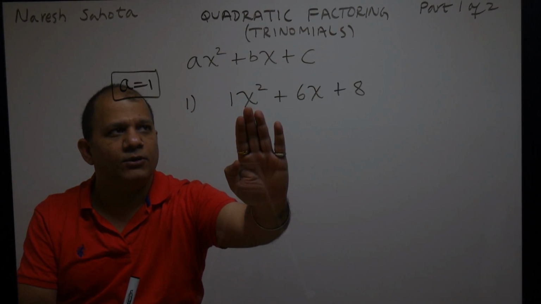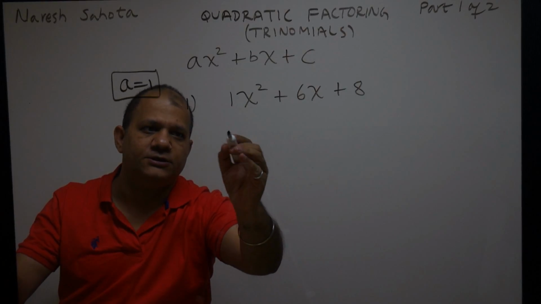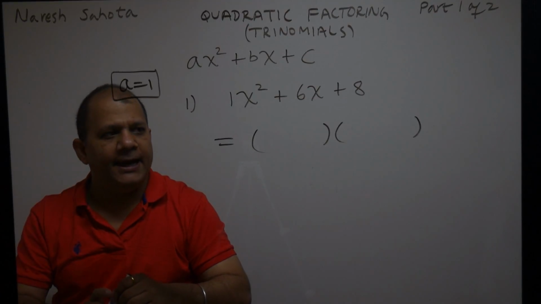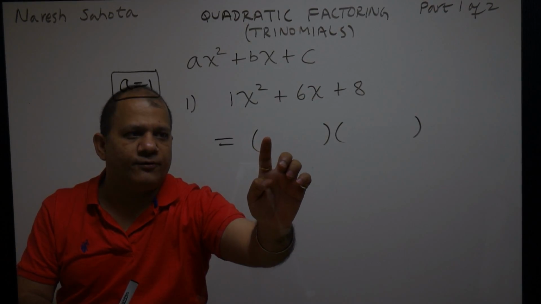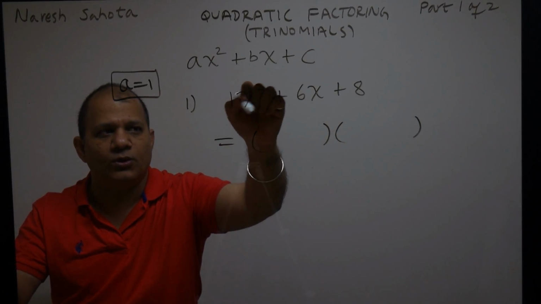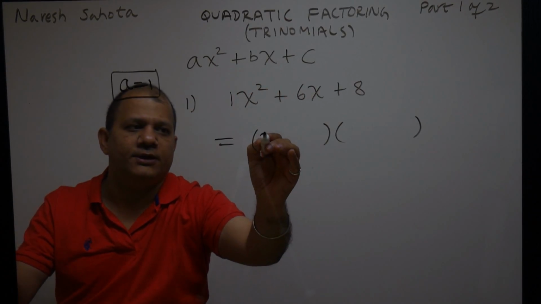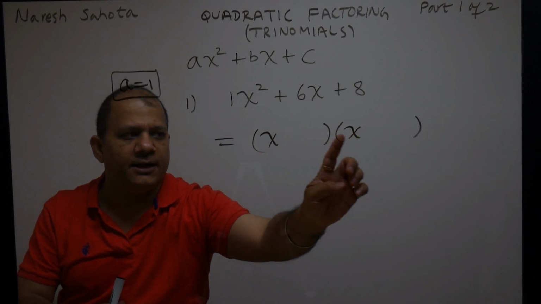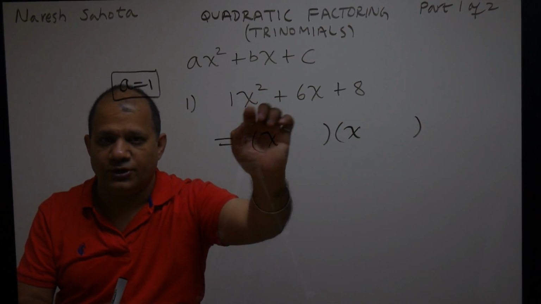When we are given a quadratic trinomial and we factor it, we always make 2 sets of brackets. The first term in the first bracket and the first term in the second bracket are factors of the x squared. So it'll be x and x. You make two sets of brackets. x times x will give us x squared. These are the two factors of the first term.